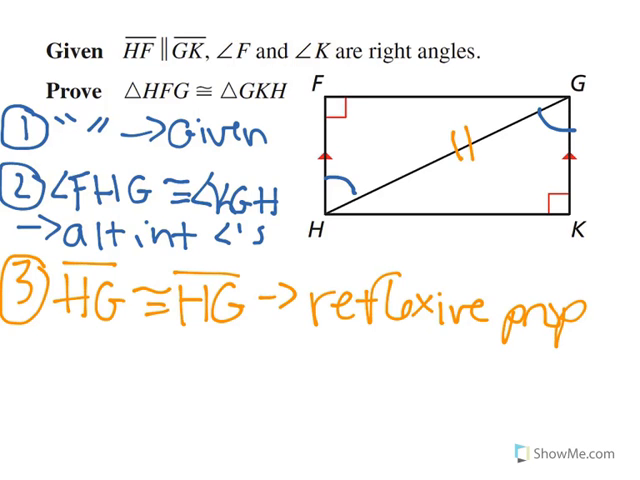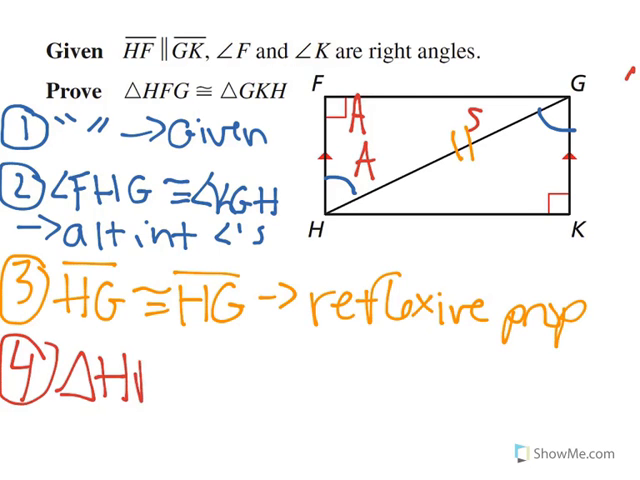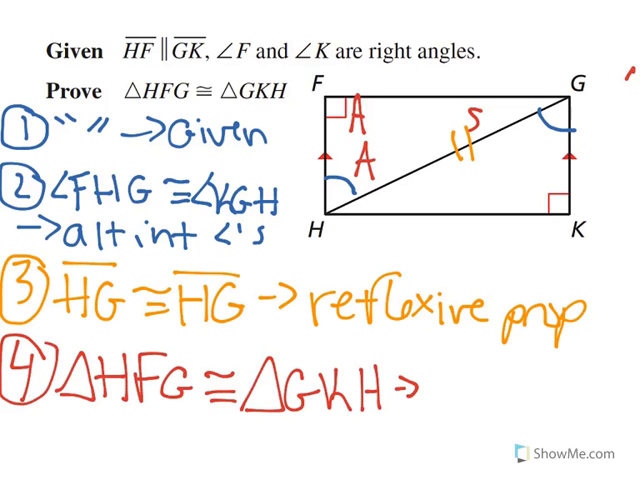And now I have enough information to say that my triangles are congruent, and they will be congruent by angle, side. So ending with what they want us to end with in the proof, triangle HFG is congruent to triangle GKH by angle, side.